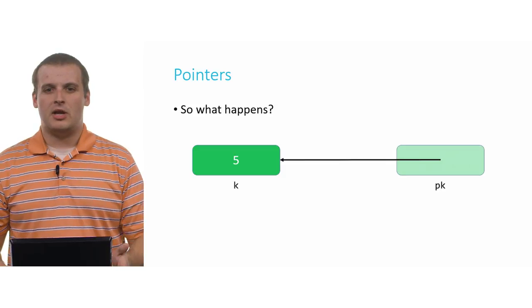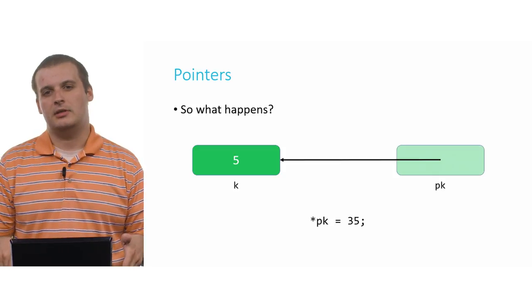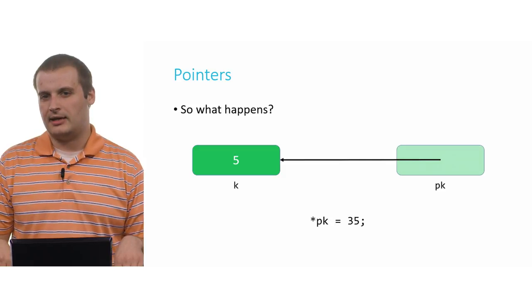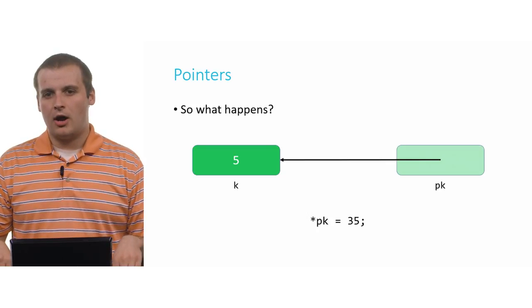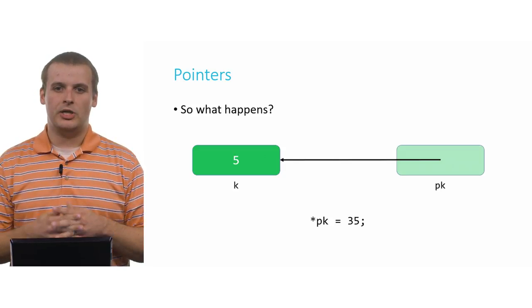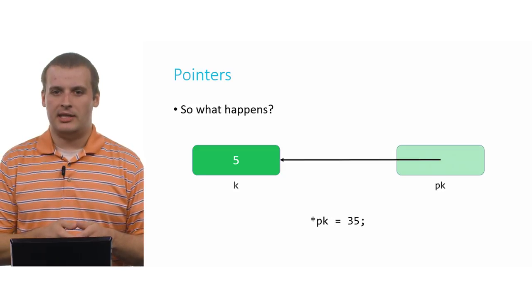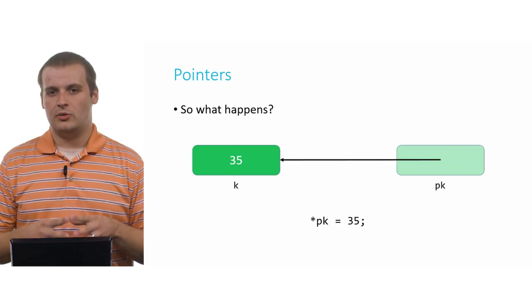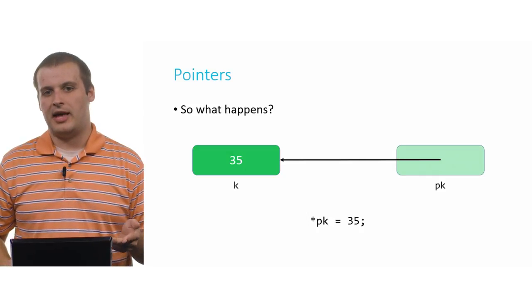So here's the diagram we left off with at the very beginning of the video. So what happens now if I say star pk equals 35? So what does it mean when I say star pk equals 35? Take a second. Star pk. In context here, star is the dereference operator. So when the dereference operator is used, we go to the address pointed to by pk, and we change what we find. So star pk equals 35 effectively does this to the picture. So it's basically syntactically identical to having said k equals 35.